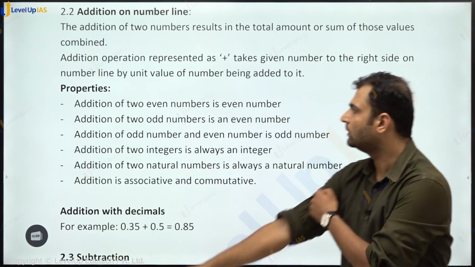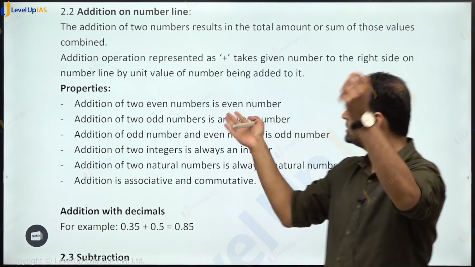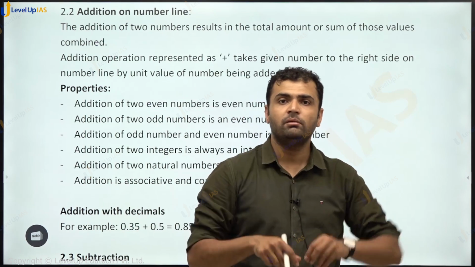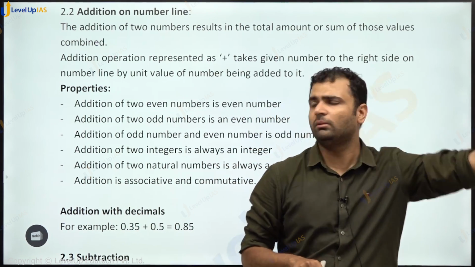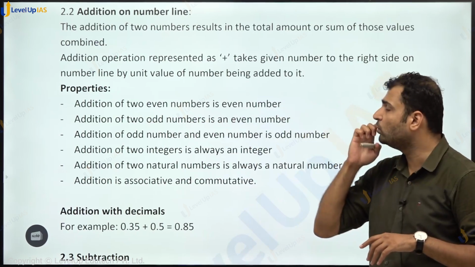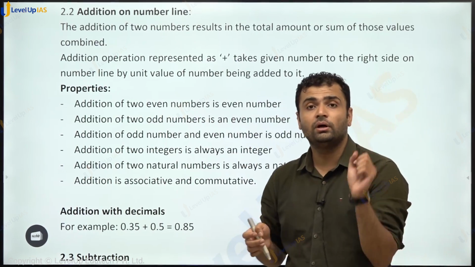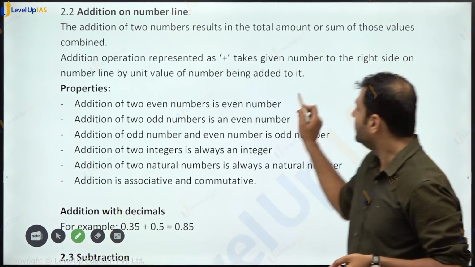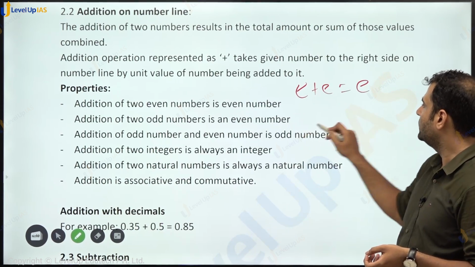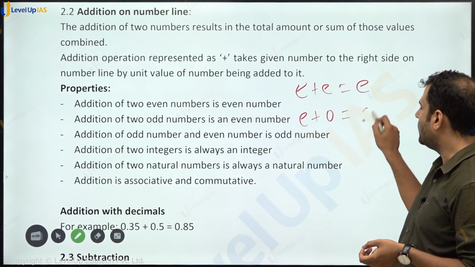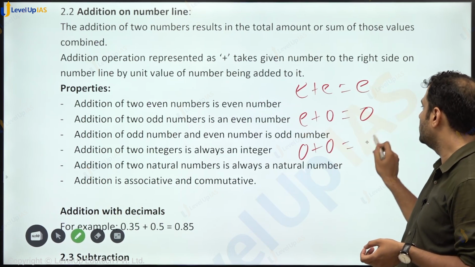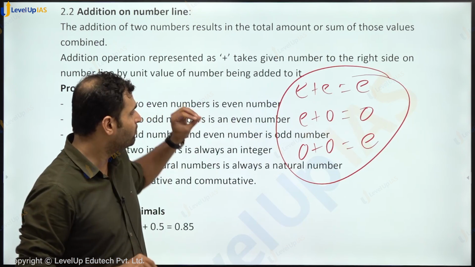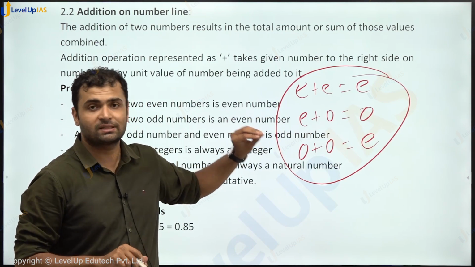Same. Then properties: addition of two even numbers would be an even number, right? Simple, because we are jumping by multiples of 2, so you will again end up on an even number. Addition of two odd numbers is an even number. See, in CSE 2023, there was one question based on this concept: even number plus even number is an even number, even number plus odd number is an odd number, and odd number plus odd number is an even number. If you know these three things, that question was solvable. So based on such basic concepts, UPSC is asking questions.